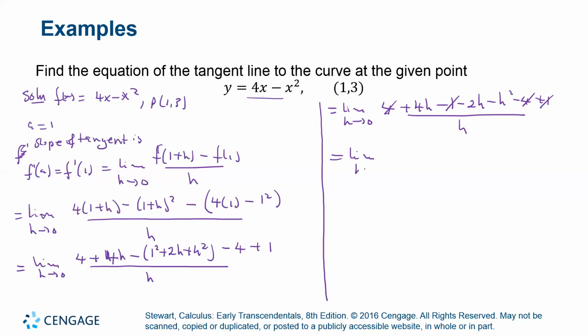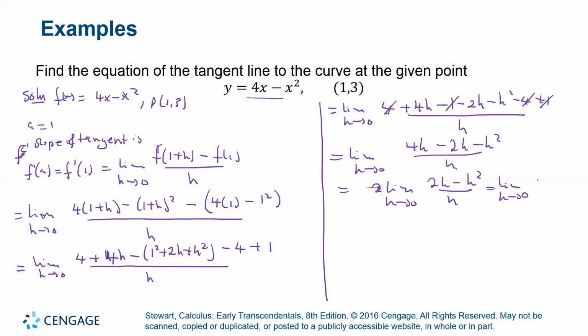So this is the limit, h goes to 0, and you have 4h minus 2h minus h squared, all divided by h. So you basically have 2h minus h squared, all divided by h. Now if you simplify that, you have the limit, h goes towards 0, and you just have 2 minus h. When h goes to 0, you just have 2. So the slope m is equal to 2.